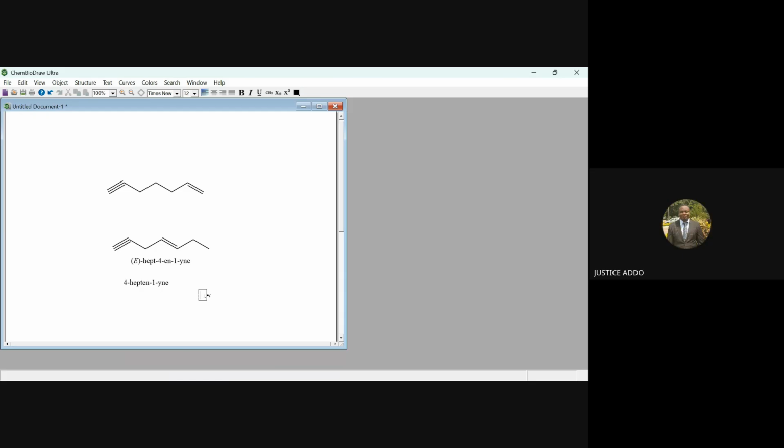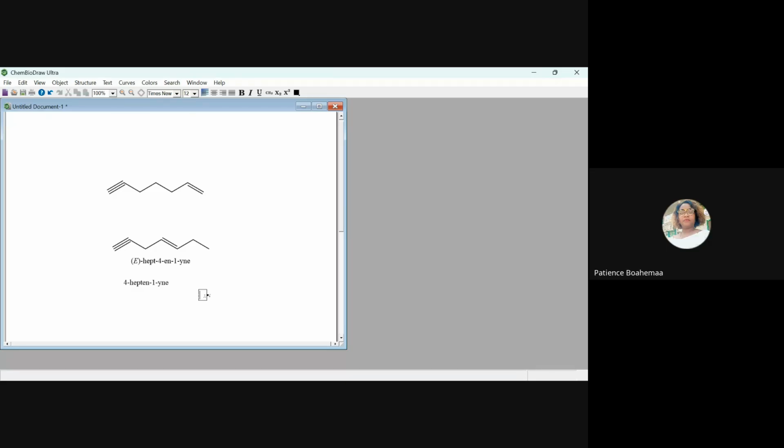Now, based on this name, where was the numbering started from? Was it left or right? From the left. Why was it from the left? It was from the left because the compound is an alkyne, isn't it? So we are supposed to give the triple bond the least number. If you start from the right, the triple bond is going to be 6, but if you start from the left, it is 1.